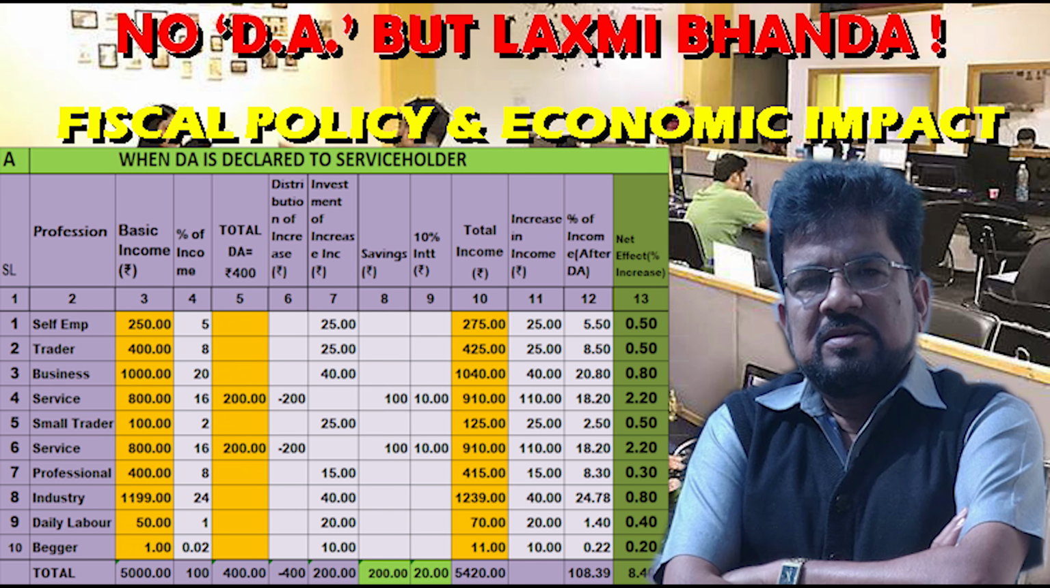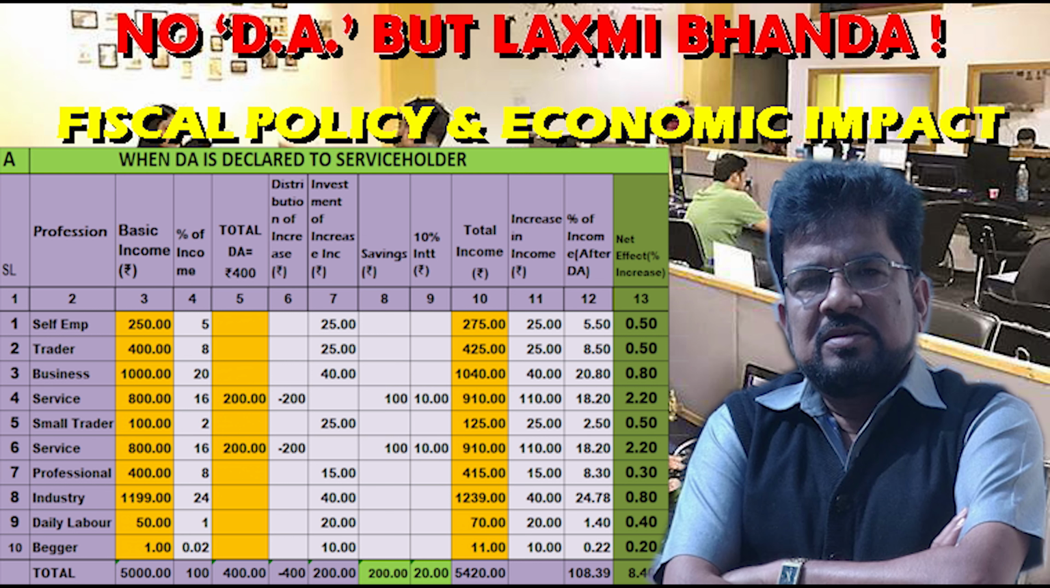Now you can see that the total of the total column is 5420. Before declaration of DA, the total income was 5000, and after declaration of DA, it has come to 5420. And the incremental income has been shown in column 11, and the net effect has been shown in column 12. That is the percentage of income, 5.50 for self-employment. Earlier it was 5%. Similarly, for trader it is 8.5%. Earlier it was 8. For businessman it is 20.80%. Before it was 20. And similarly, 2.5, 18.20, 8.30, 24.78, 1.4 and 0.22.